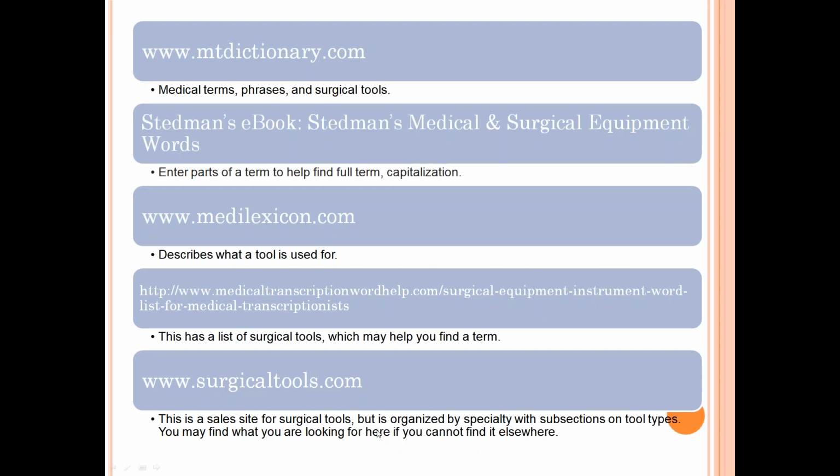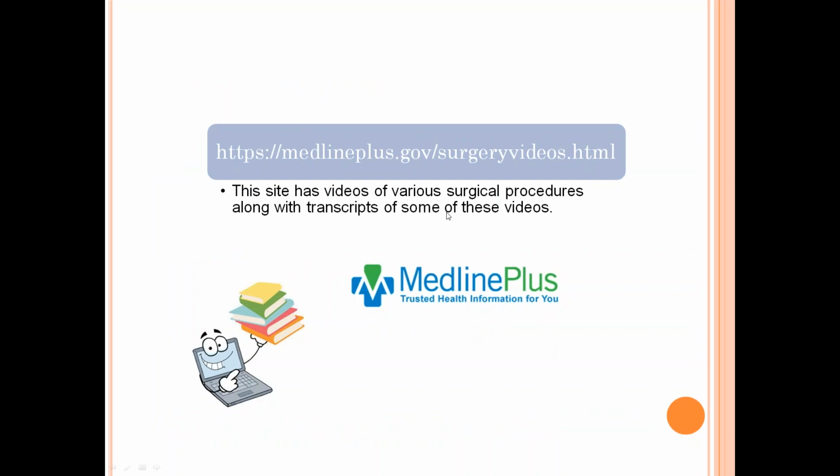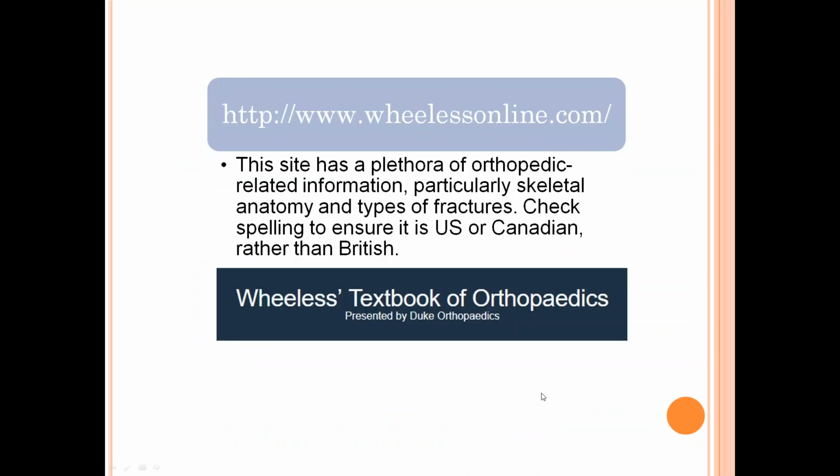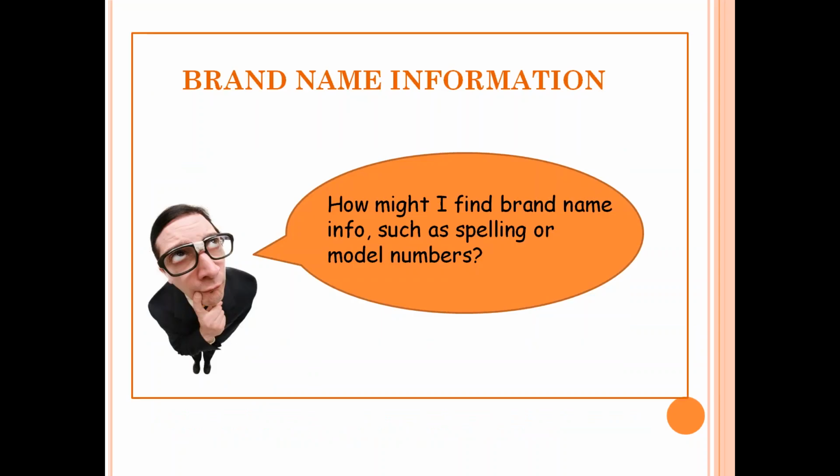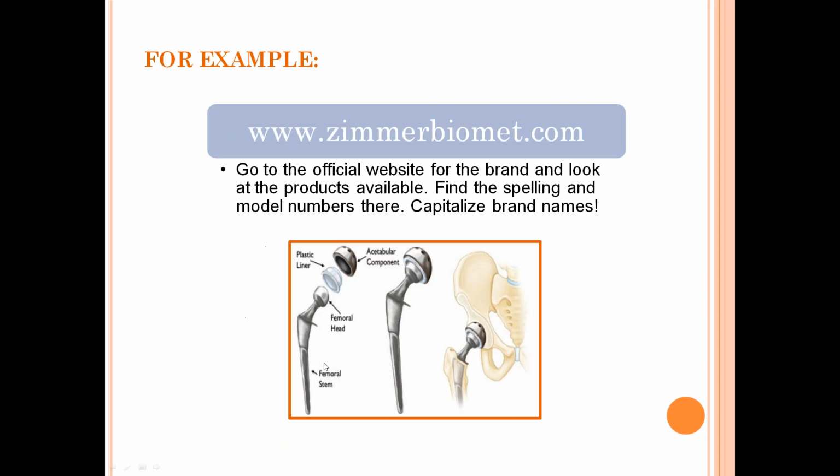So that's always handy. That's all of these sites that I've gone over here, and again, they're going to be on the handout that's going to be posted. We've gone over this one that had the surgical tools, and this one, the orthopedics one, and the brand name. I got ahead of myself there. And Zimmer. Any of these brand name products will have a website. Just go in as a doctor and check to see what the different products are and how to spell them. And just remember, anything that's a brand name, you need to capitalize it.